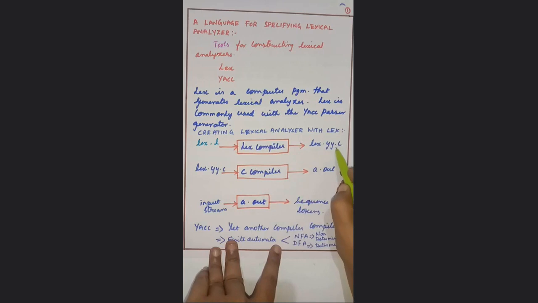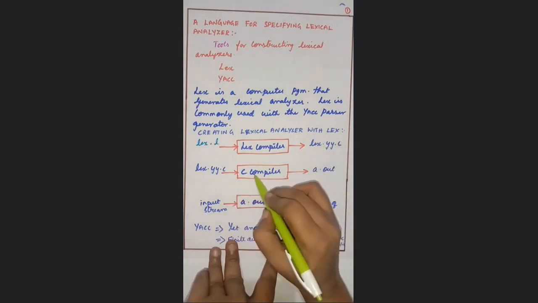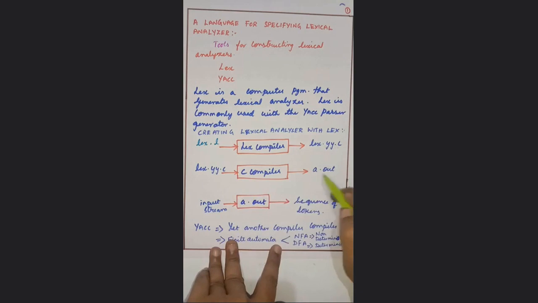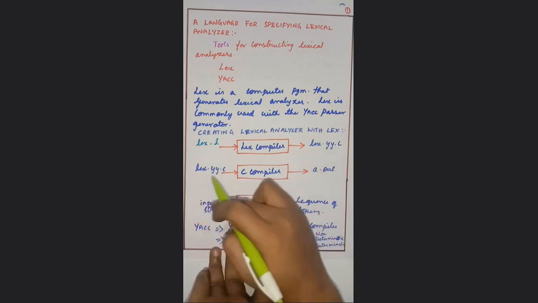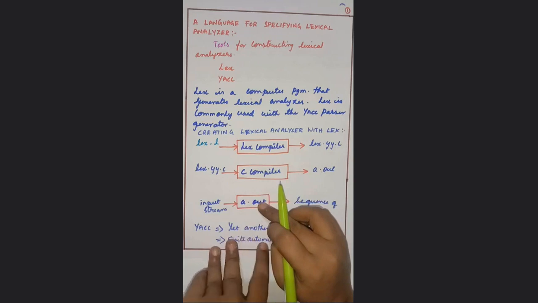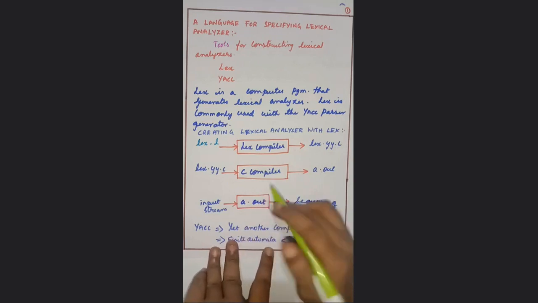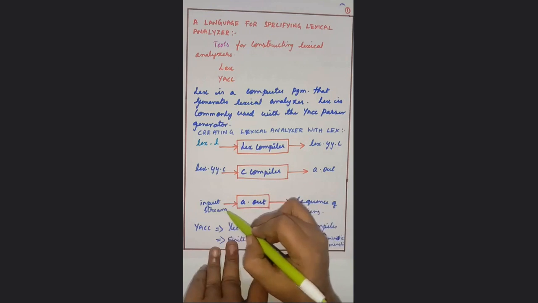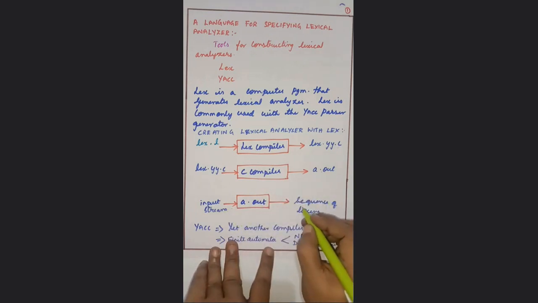This is the C program called lex.yy.c, and this C file is given as input to the C compiler so that it produces an output called a.out. This a.out is the lexical analyzer. Whatever the C compiler generates is the lexical analyzer. If we give a stream of input to this lexical analyzer, it splits the input string into tokens. It takes the input stream and produces a sequence of tokens, or stream of tokens.